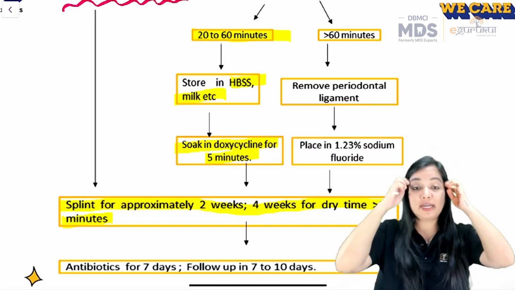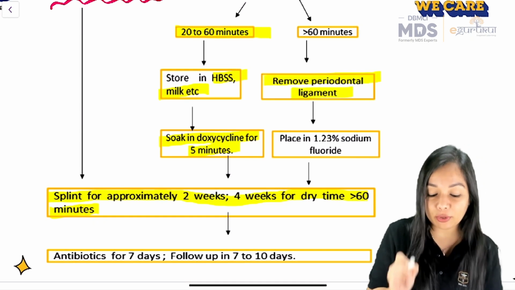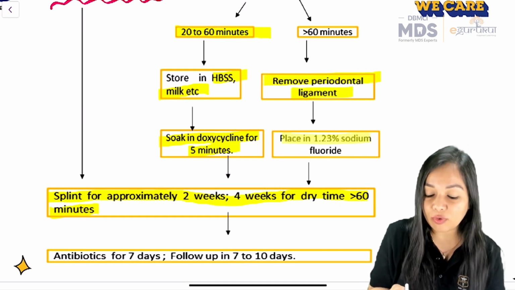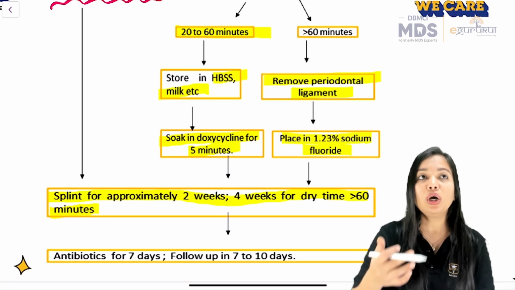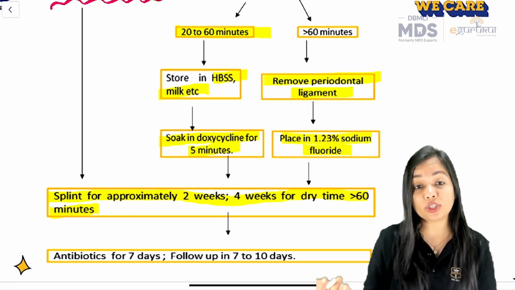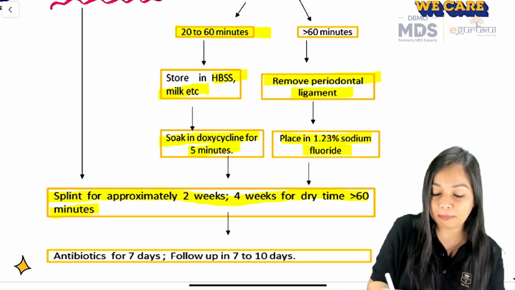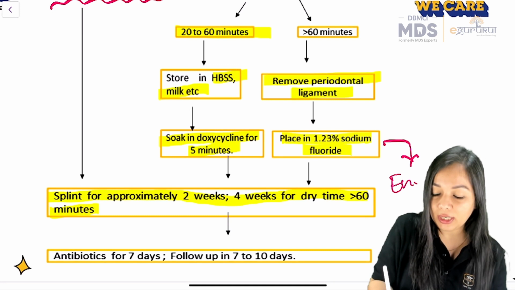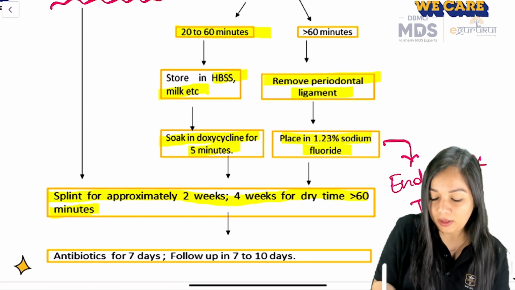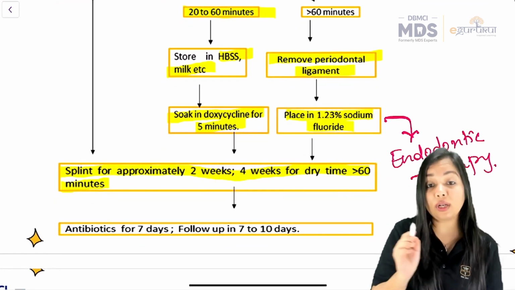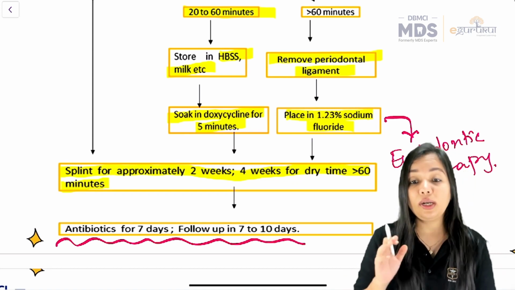But when the dry time is greater than 60 minutes, what you do first, you deliberately remove the periodontal ligament and then place it in 1.23% sodium fluoride in order to make it resistant to external resorption, pathological resorption, and then you splint it for 4 weeks and do an endodontic therapy. So here you need to do an endodontic therapy. Okay, and with all of these you need to run an antibiotic dosage for 7 days and then you follow up after 7 to 10 days.